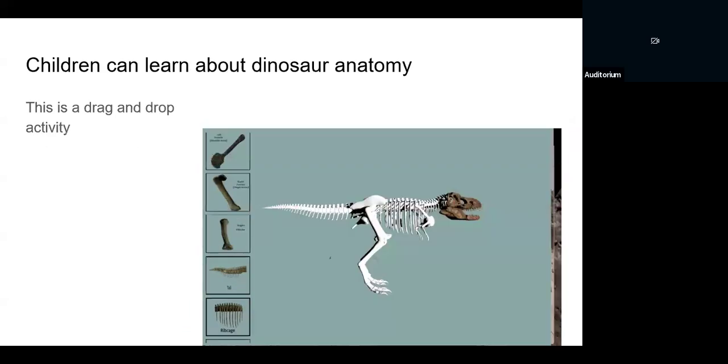Then you take the bones and you put them on the skeleton. So if you want to know where dinosaur anatomy is, you can do that. And there's three levels: easy, medium, and hard. When you start with easy, as you drag the bones in just about anywhere on the skeleton, it'll click in. And then medium and hard make it so you have to get them closer to their actual locations.